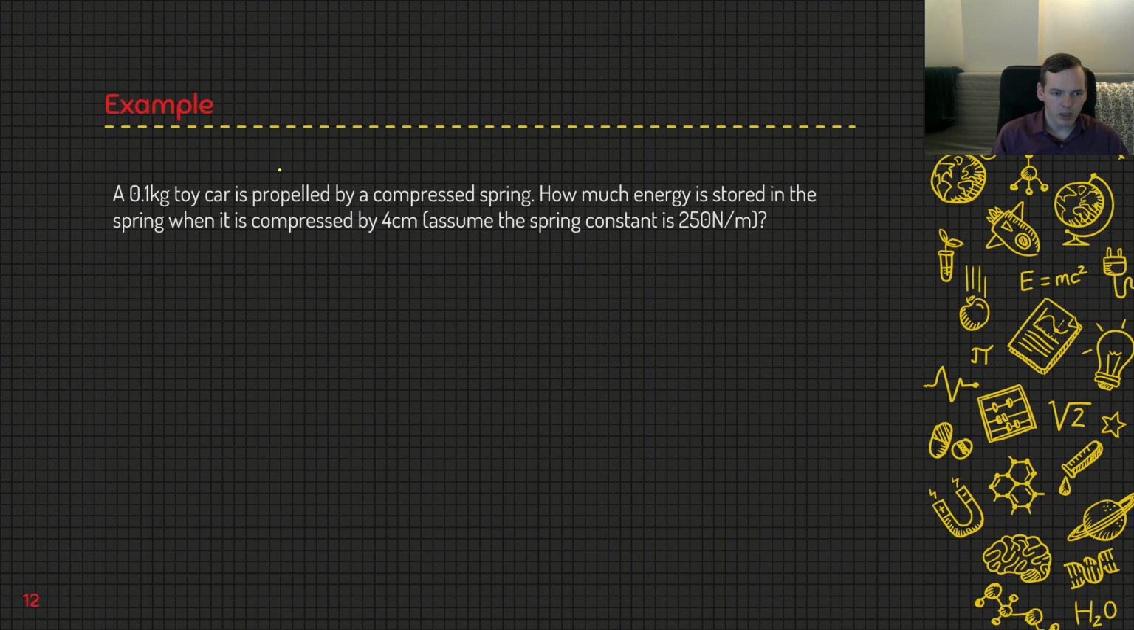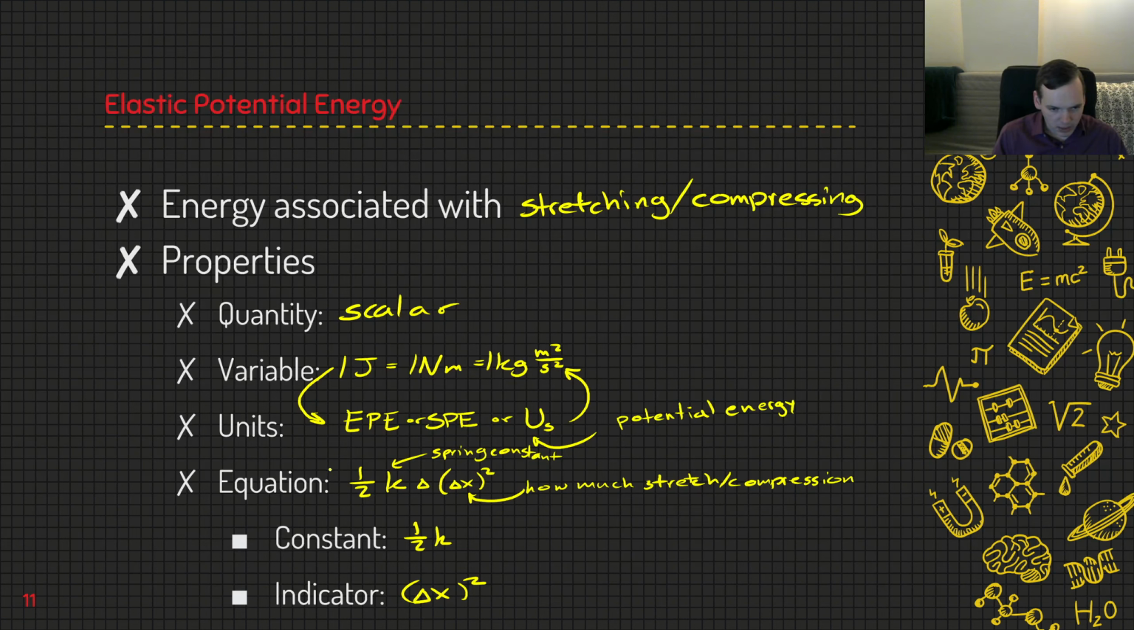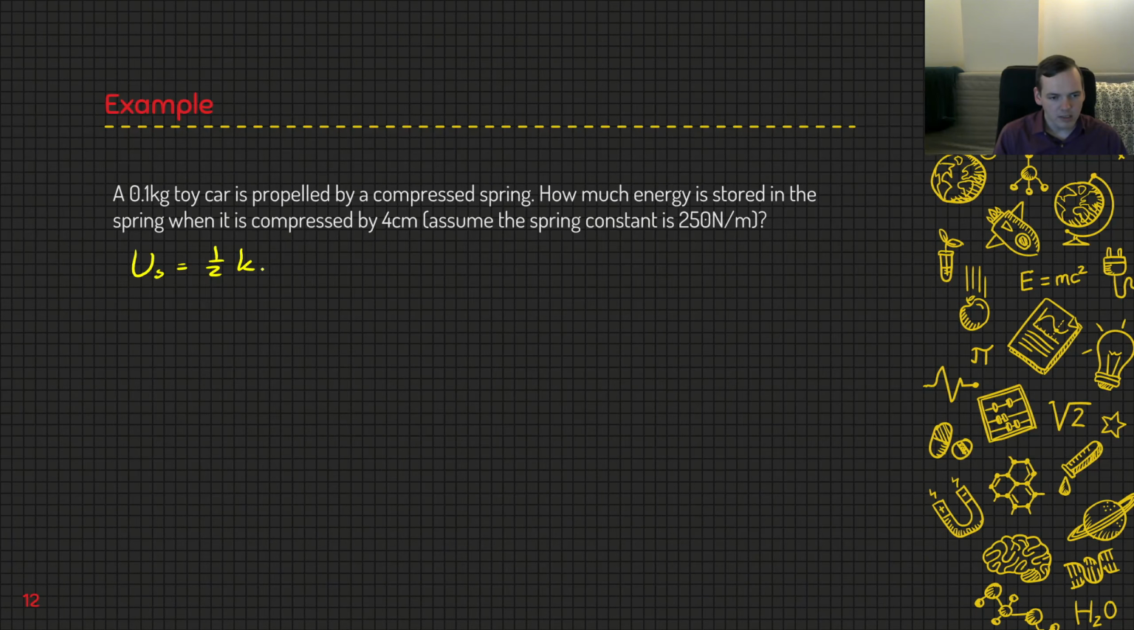So we have an example here. A toy car is propelled by a compressed spring. How much energy is stored in the spring when it's compressed by 4 centimeters? Assume the spring constant is 250 newtons per meter. So we're going to write out our equations. So US is equal to 1/2 K. Let's put a variable on this. You can use whatever variable you want, but we'll put US on there. US is equal to 1/2 K times the change in the stretching or compressing squared, which is equal to 1/2 K times the delta x final squared minus the delta x initial squared.